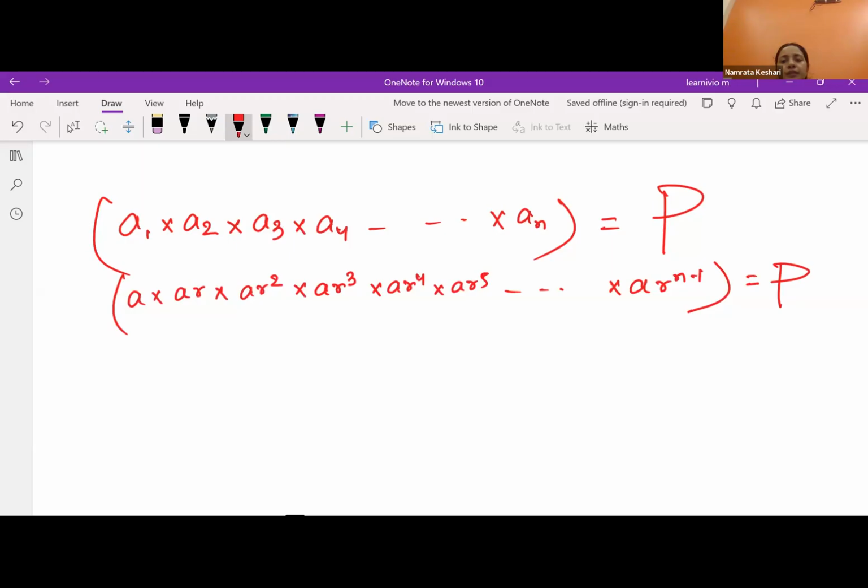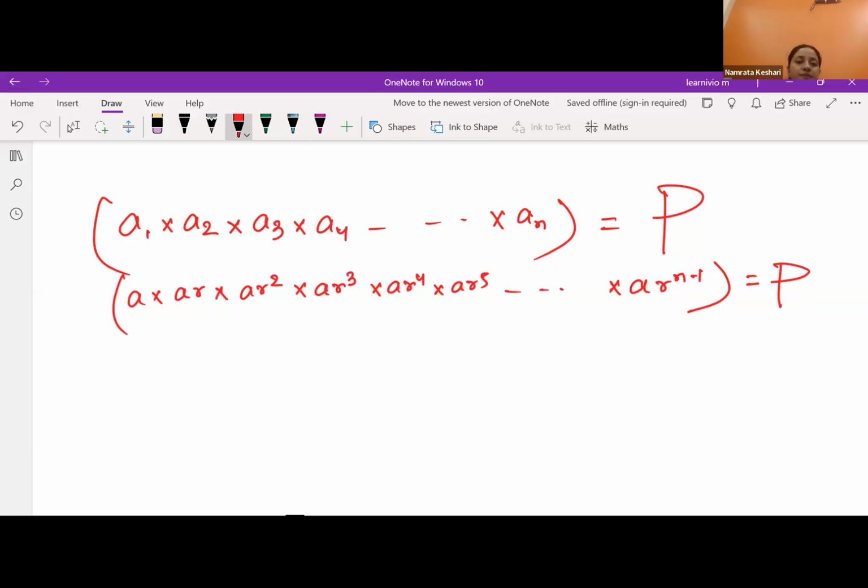Are you getting it, Manvi? It says that the first term is A, we have written. It says that the nth term is B, we have written. It says that the product of n terms, product means multiplication, multiplication of all the n terms is P. We have written it. Now we don't know what to do.